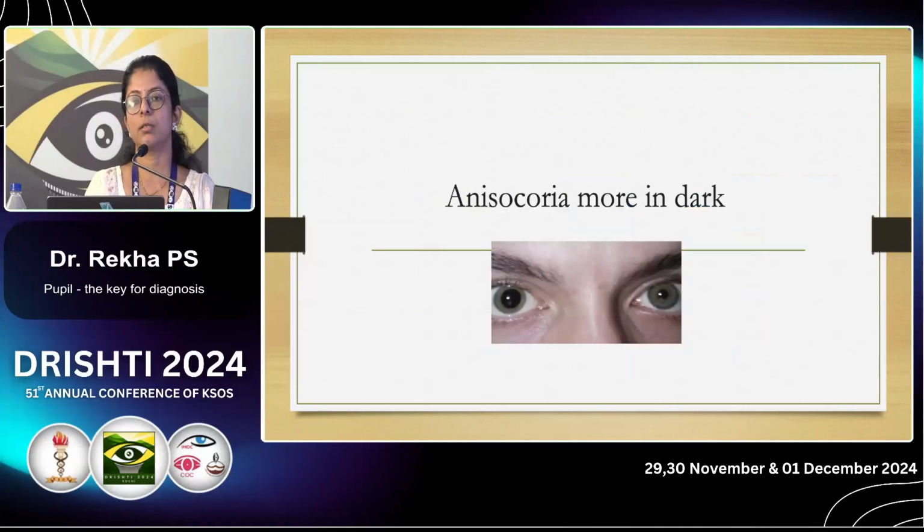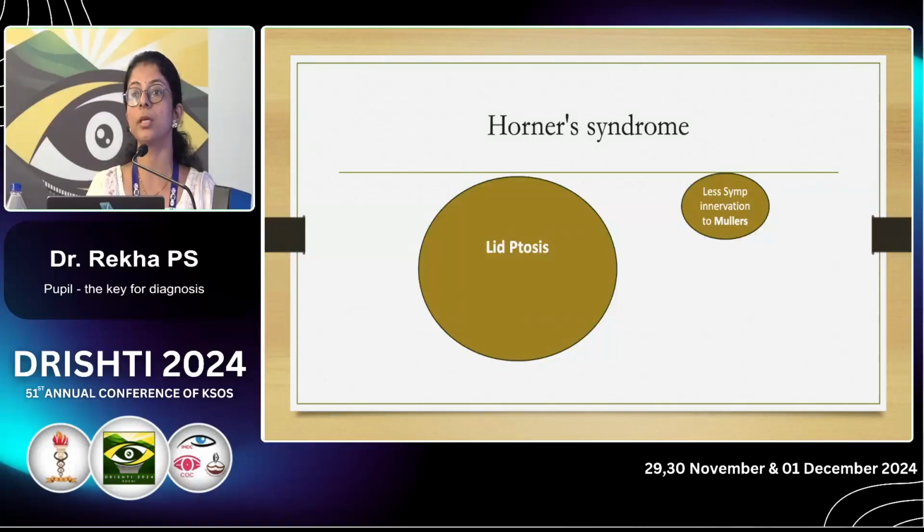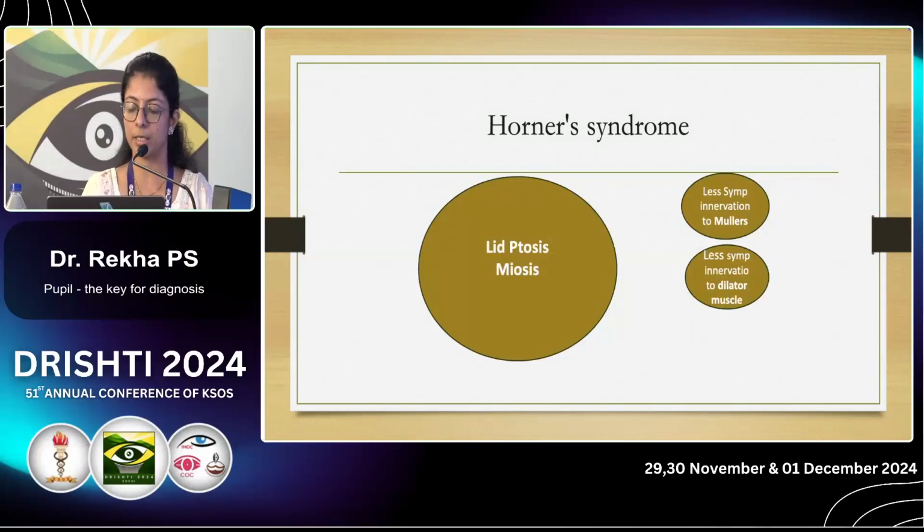Now suppose the anisocoria is more in dark, that is more in favor of a Horner syndrome. Horner syndrome can present with ptosis, due to less sympathetic innervation to the Muller's muscle. The next finding is a miosis, due to less sympathetic innervation to the dilator muscle, and also facial anhidrosis.